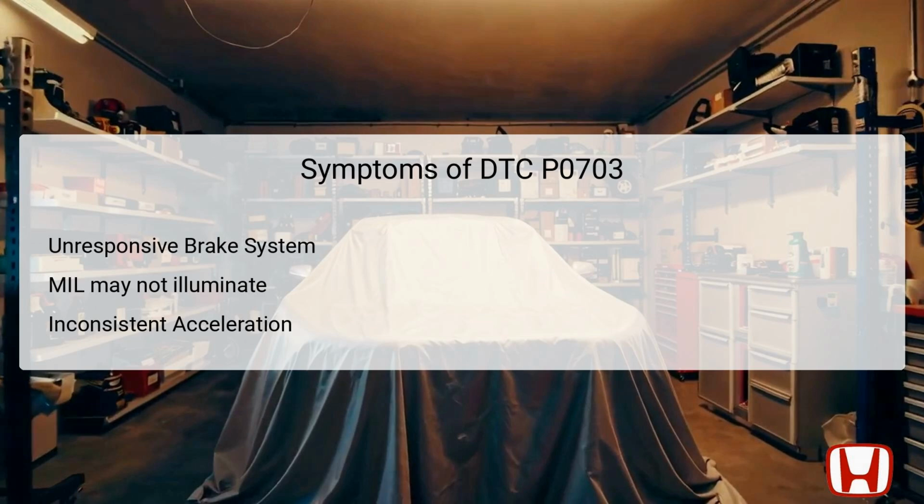One major symptom may be an unresponsive brake system, leading to safety risks while driving. Drivers might also notice that the malfunction indicator light, MIL, does not illuminate, even when a serious issue is present, which can be misleading and dangerous. In some cases, there may be inconsistent acceleration as the PCM struggles to interpret the correct signal from the brake pedal switch. These symptoms indicate that timely diagnostic investigations are essential to avoid potential accidents or further vehicle damage.